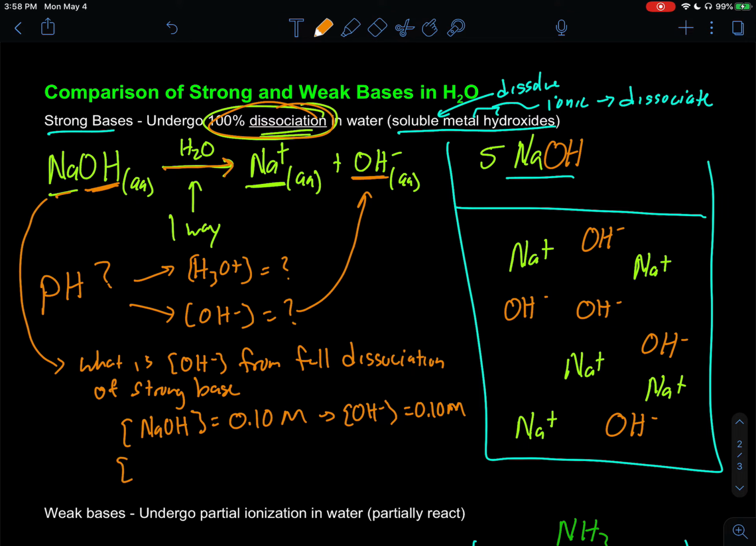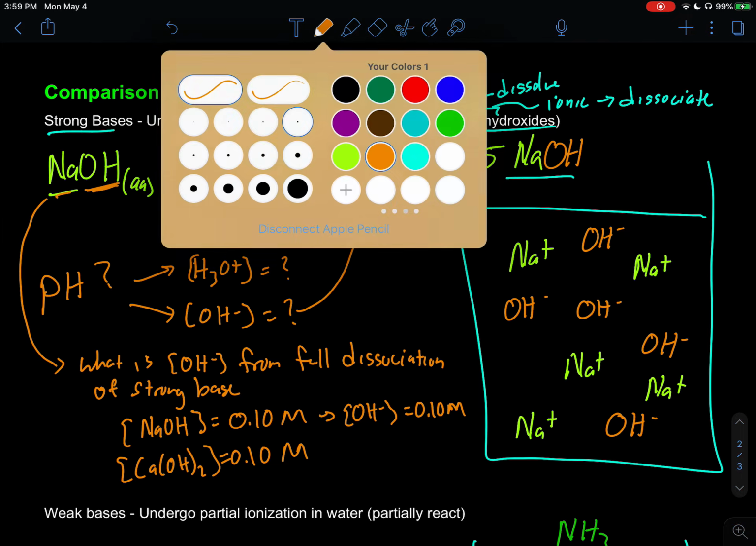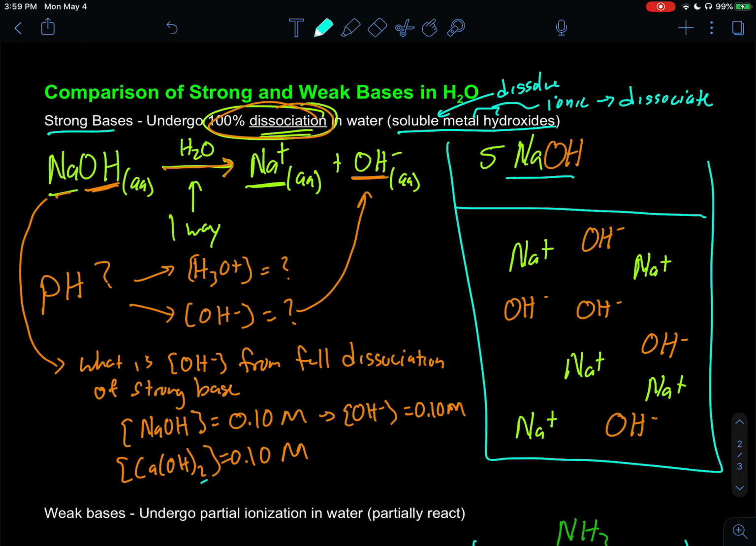Now let's say we have calcium hydroxide that is 0.1 molarity. What we notice here is that every single calcium hydroxide gives us 2 hydroxides. And so our hydroxide concentration is actually going to be double that, or 0.2 molarity. That is a consequence of the fact that for every 1 mole of calcium hydroxide, we have 2 moles of hydroxide.